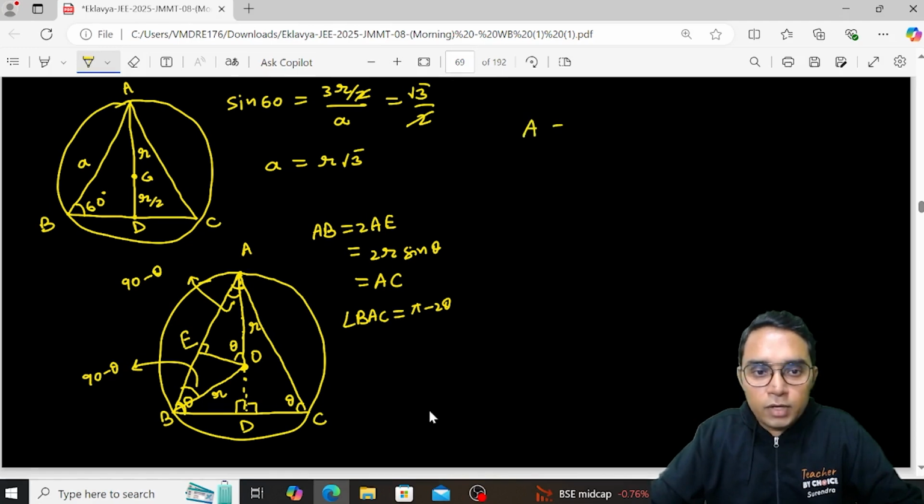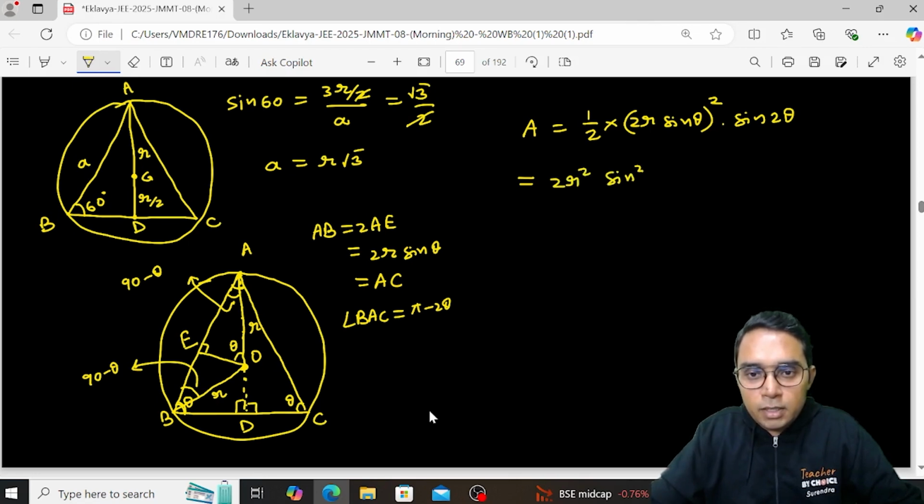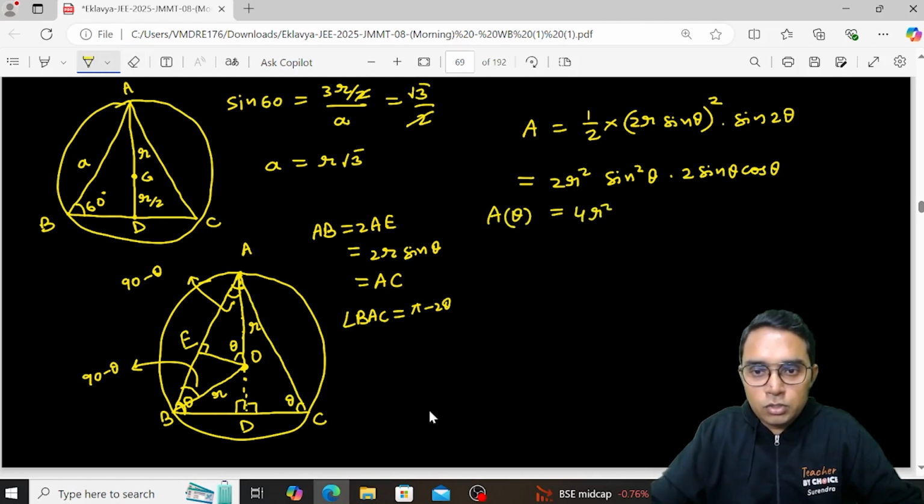So the area of the triangle will be 1 upon 2 into AB, that is 2R sine theta, into AC, that is also the same, so squared here, into sine of pi minus 2 theta, which I can write as sine 2 theta. So this will be equal to 2R square outside, and then sine square theta, and sine 2 theta we can write as 2 sine theta cos theta. So we have got this area as a function of theta, which comes out to be 4R square into sine cube theta into cos theta.